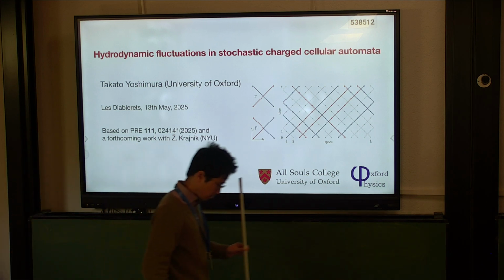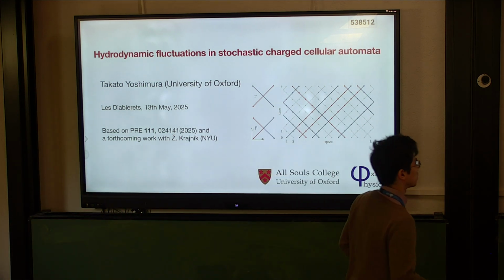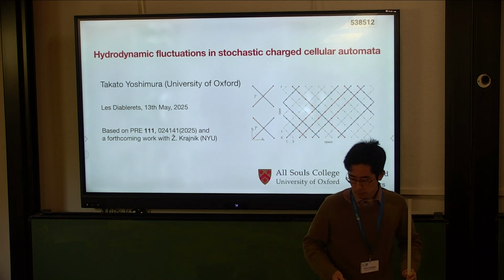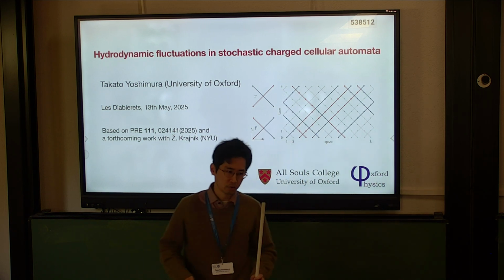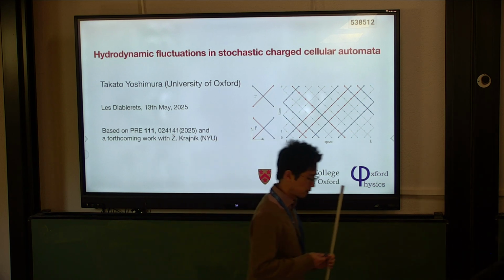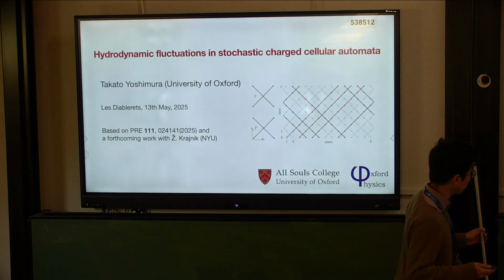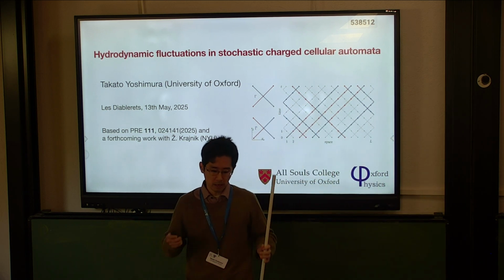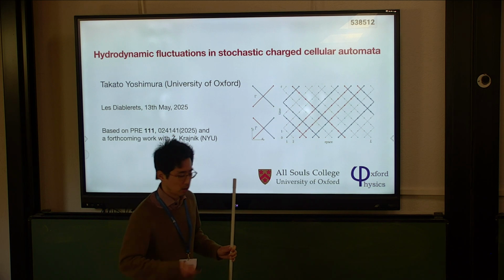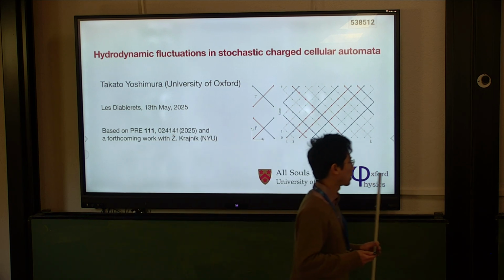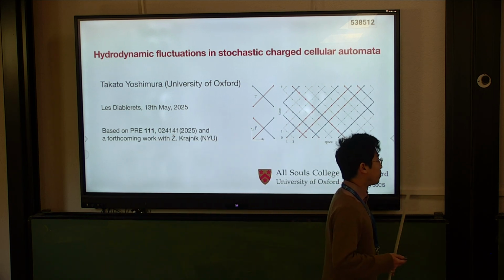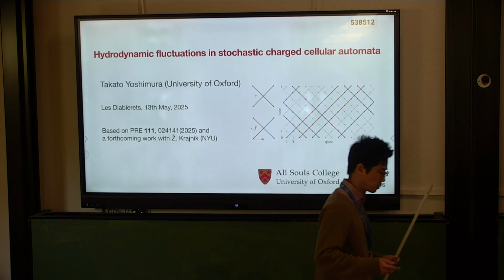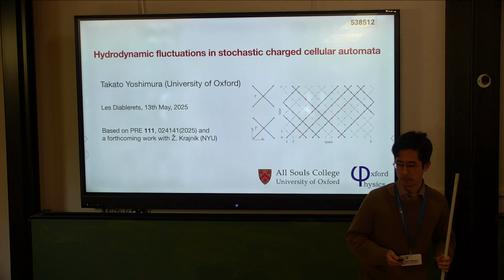So, to me, there are two good reasons to be interested in this kind of models. The first one is that these models are known to show something called anomalous fluctuations. If you look at their hydrodynamic fluctuations, I will give you the definition of what I mean by hydrodynamic fluctuations in a moment, but in anomalous fluctuations, these so-called hydrodynamic fluctuations are known to show really peculiar behaviors.